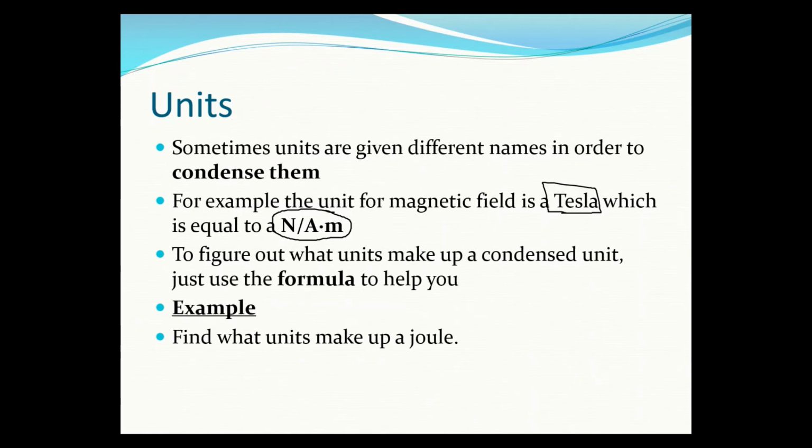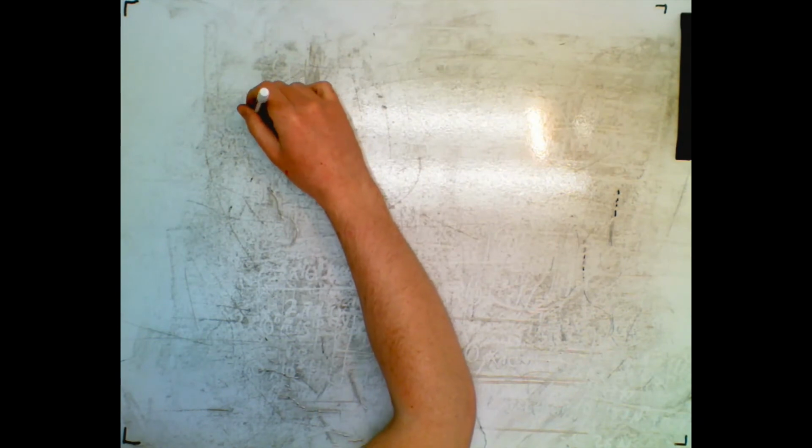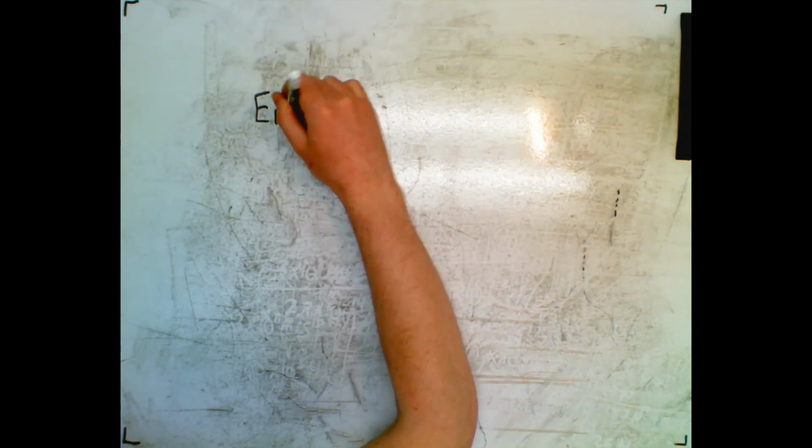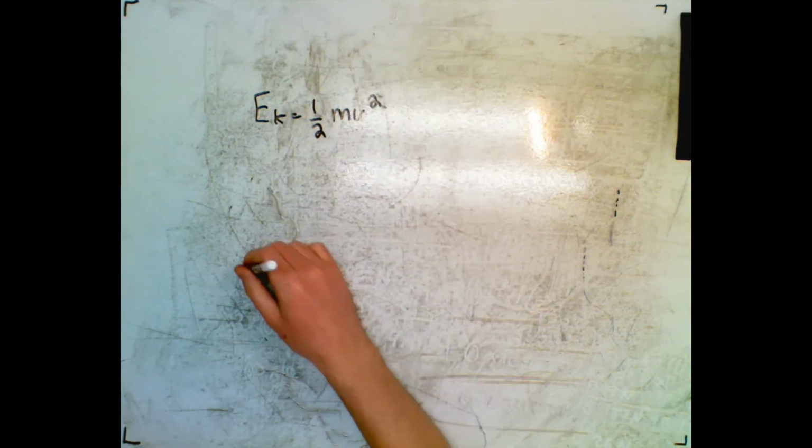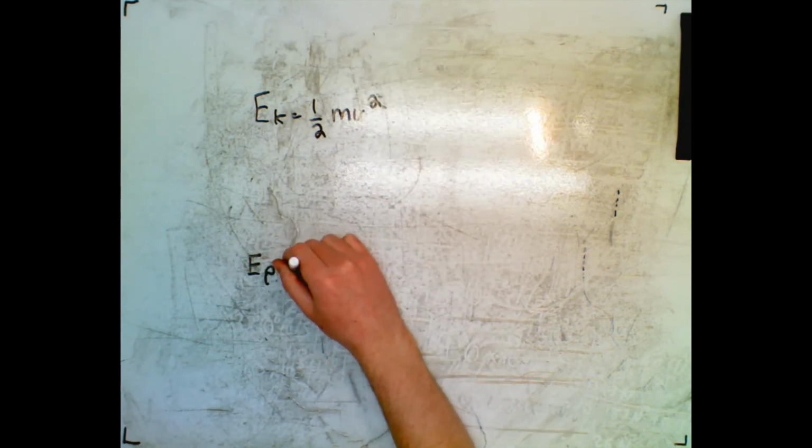So I'm going to switch screens. I'm going to use my board here. So we have two formulas to find a joule. We have EK equals 1/2 mv squared, and we also have EP equals mgh.